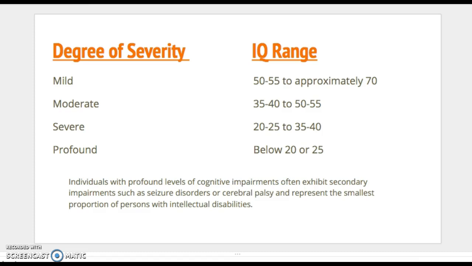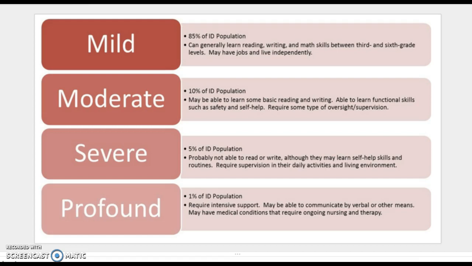So we also found this other chart which explains a little bit more as to what exactly happens to someone who has either a mild ID down to a profound ID. So we'll just take a look at that. At the top with mild, it says about 85% of the ID population have a mild case. Individuals who have a mild case can generally learn reading, writing, and math skills between third and sixth grade levels, and they may also be able to have jobs and live independently from caregivers.